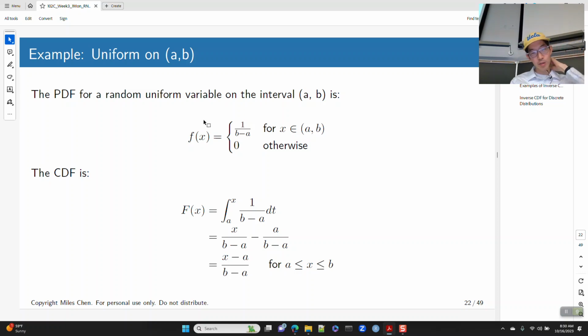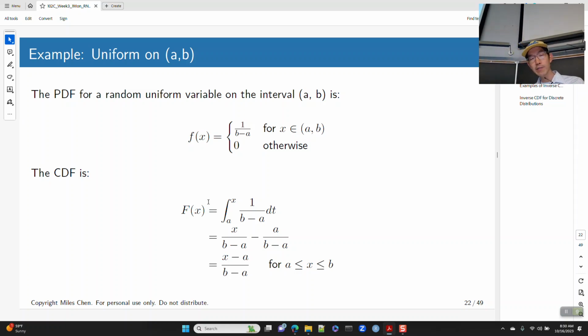Okay, so the PDF of a uniform variable going from A to B is 1 over B minus A. So if we're going from 10 to 20, that has a span of 10. So our PDF is 1/10 for all values between 10 and 20, and then it's 0 everywhere else.